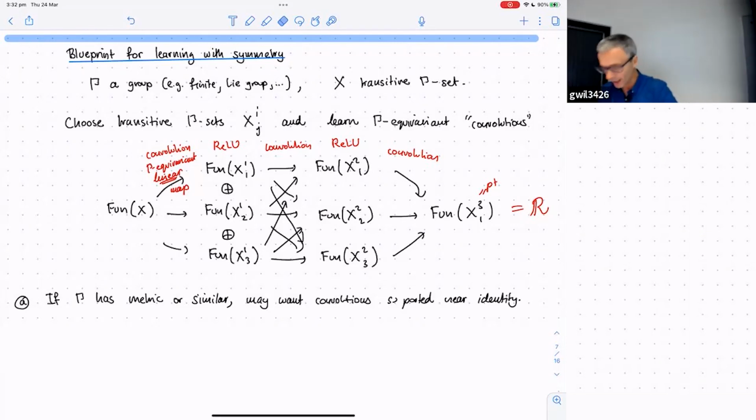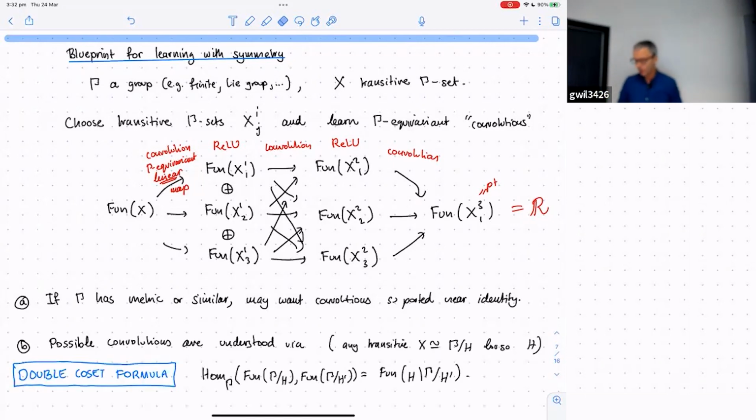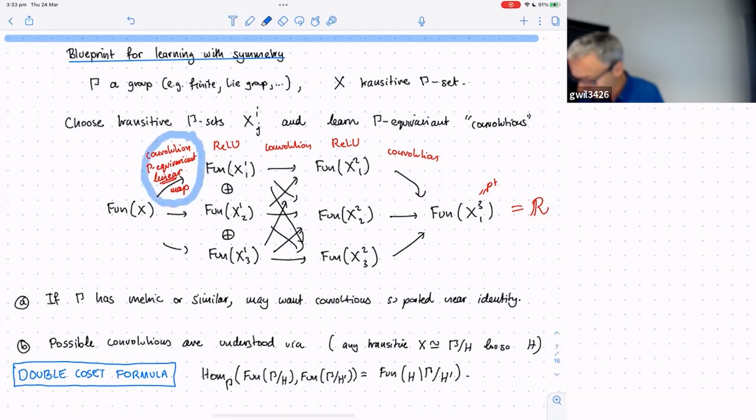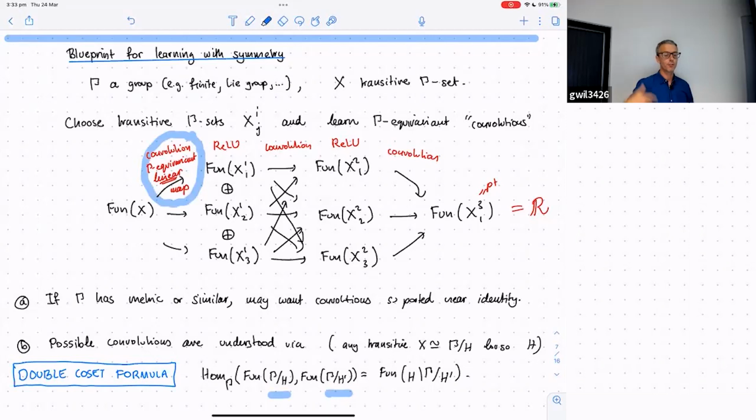Now, this is the most important point, and I think that this has kind of been missed in the machine learning literature. There's something very basic in representation theory, which I call the double coset formula. People might call it Hecke algebras. There's many different names for it. So we're asking, what is such a map? Because any transitive set is simply gamma mod H or gamma mod H prime, we want to know what this Hom space is. And the formula says that homomorphisms from such a function space to such a function space are simply functions on double cosets.